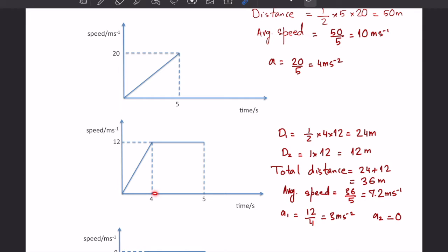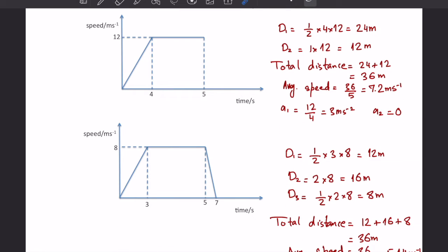If I have to calculate the distance traveled for the second phase of the journey, that would be 1. This is basically forming a rectangle, so that'll be 1 times 12. I know this graph is a little out of proportion, but this into this will get me the distance traveled for the second part of the journey. Then I can add them up, and I'll get the total distance traveled. Average speed will be total distance upon total time. For the first part of the journey, I'll calculate the gradient to get the acceleration. That would be 12 upon 4. For the second part of the journey, I know acceleration is 0.